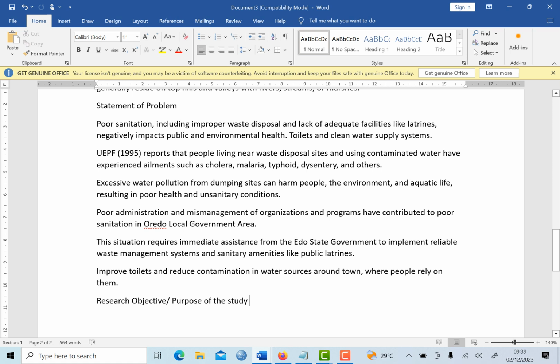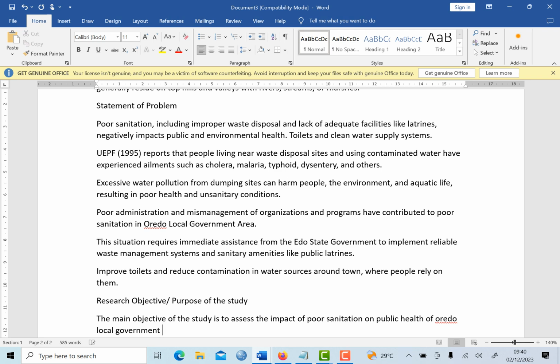So you first of all say something like, the main objective of the study is to assess the impacts of poor sanitation on public health of Oredo local government residents.